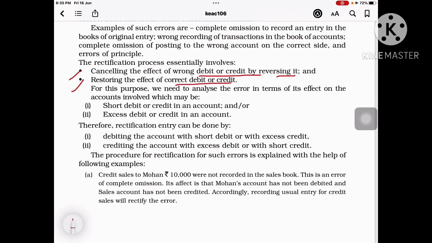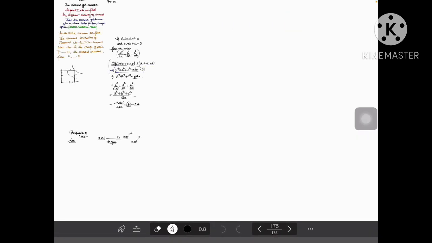Let me again brief you in a very simple statement: cancelling the effect of the wrong debit and credit by reversing it, and restoring the effect of the correct debit and credit. Let me show you what it means.